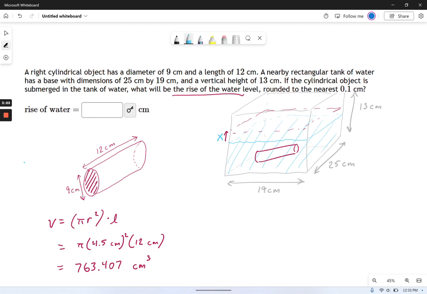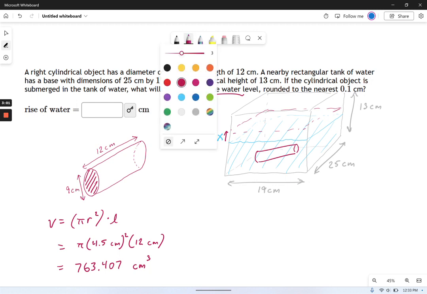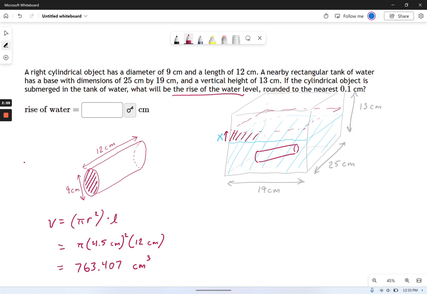The volume of this shaded region, I'm going to shade this in red, the volume of this shaded region of water must be equal to 763.407. Now, it's equal to 19 centimeters times 25 centimeters. Okay, that's the base dimensions of the tank, 19 times 25, times the height that the water went up by.